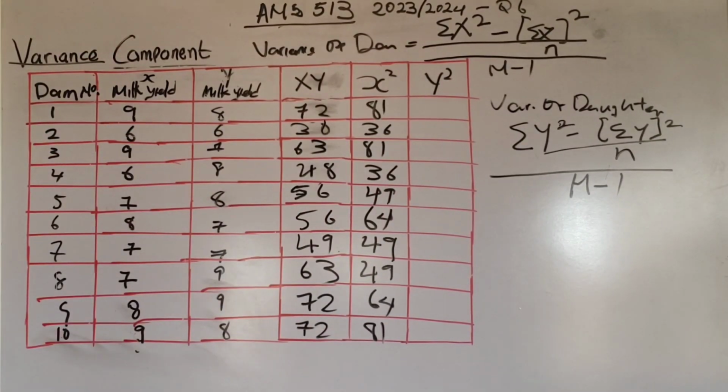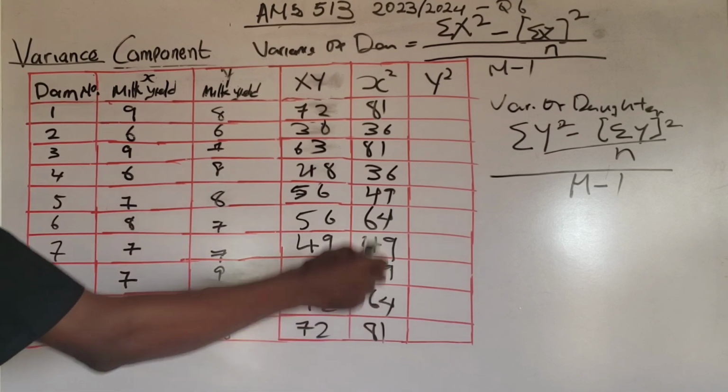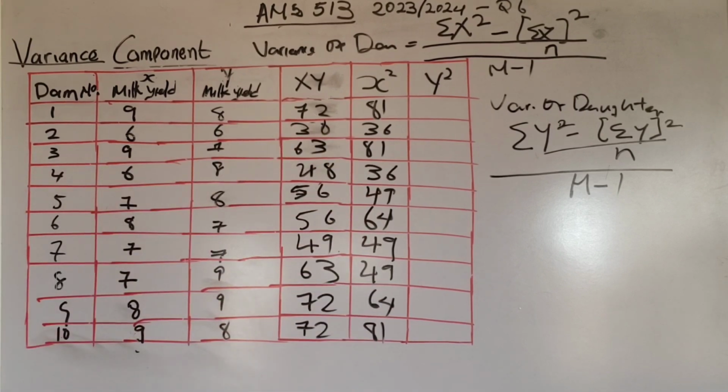Okay, sir, I have a question. So we want to calculate the variance of the dam. Exactly. In the variance of the dam, we need the summation of x squared. That is why we square the x. You understand? That is why we square all the values of the x. Now we also need the summation of y squared for the variance of the daughter. That is why we are going to square the y. Okay, sir. Now I understand.